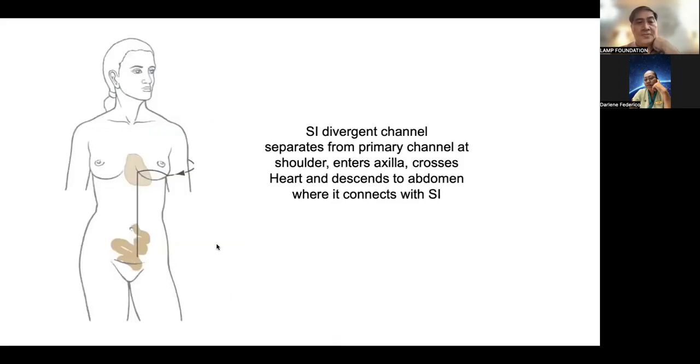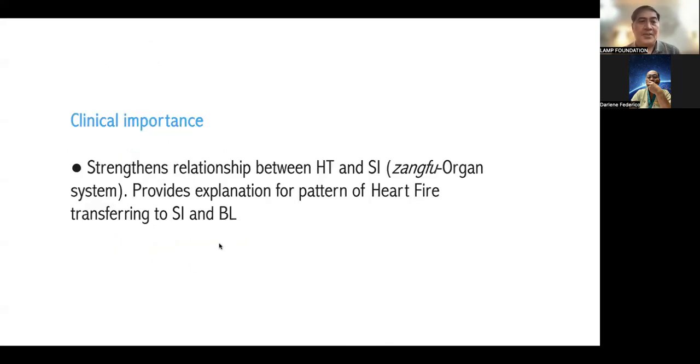Now we go to the divergent channel. Okay? So, after separating from the primary channel of the shoulder, this divergent channel will enter the axilla. Okay? And then it crosses the heart and descends to the abdomen where it connects with the small intestine. That's the divergent channel. So axilla again. Clinical importance, it strengthens the relationship between the heart and small intestine. So this has something to do with the Zhangfu. Provides explanation for the pattern of heart fire transferring to SI and bladder.